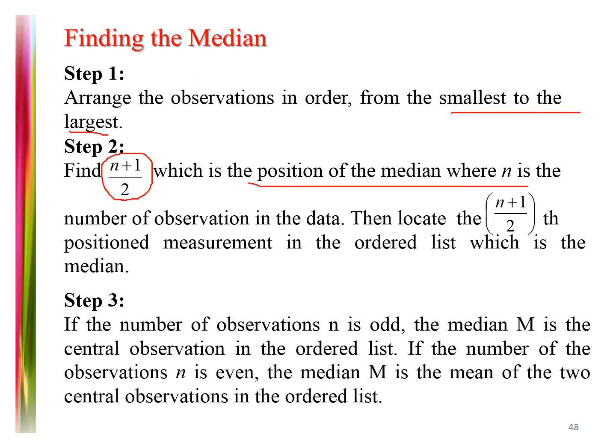And in step 3, if the number of observations n is odd, then n plus 1 by 2 will be an integer, so we can identify that exact point. Suppose n is an even number, then this value is not an integer.